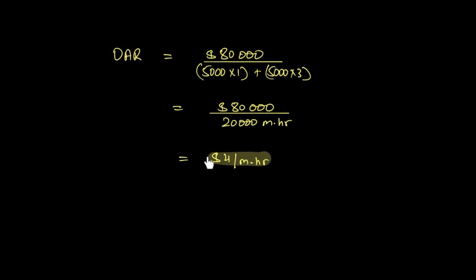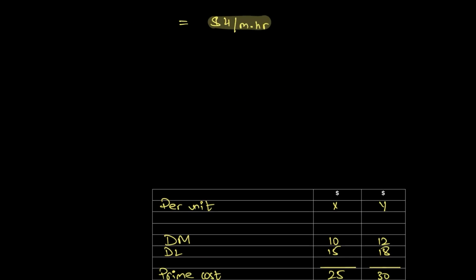Now, what does this rate mean? This rate means that any unit, be it X or Y, if they consume 1 machine hour for 1 single unit, they will be charged $4 of overheads. That's their indirect cost being charged on a per unit basis. Now, using this, how do we calculate the indirect cost and the total cost? So let me show you a simple statement I've drawn.